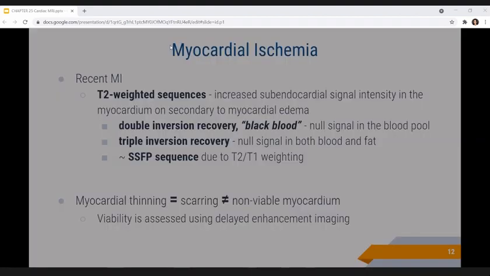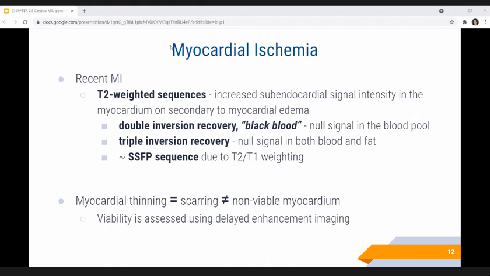In the setting of a recent MI, there may be increased subendocardial signal intensity in the myocardium on T2-weighted sequences due to the myocardial edema. These T2-weighted sequences are performed using a double inversion recovery, or what we call black blood, used to null the signal in the blood pool, or a triple inversion to null the signal in both blood and fat.